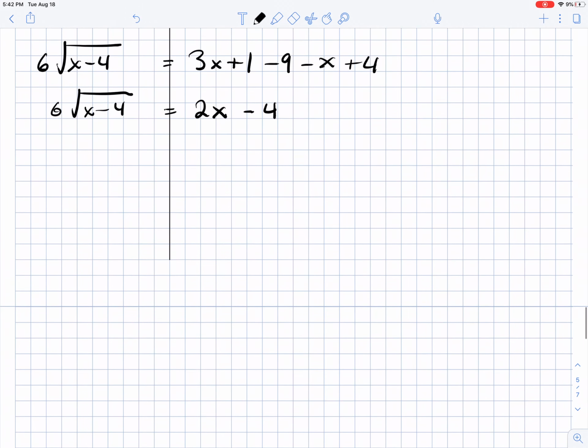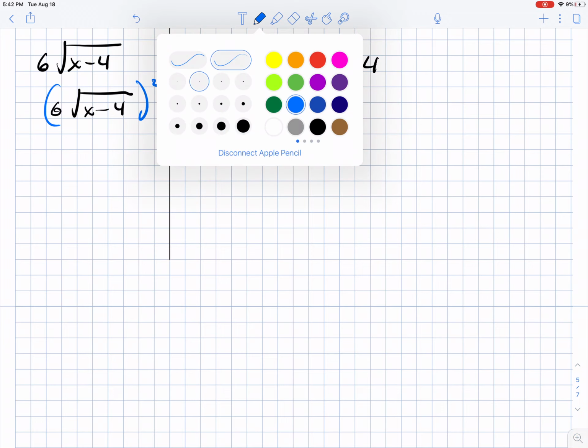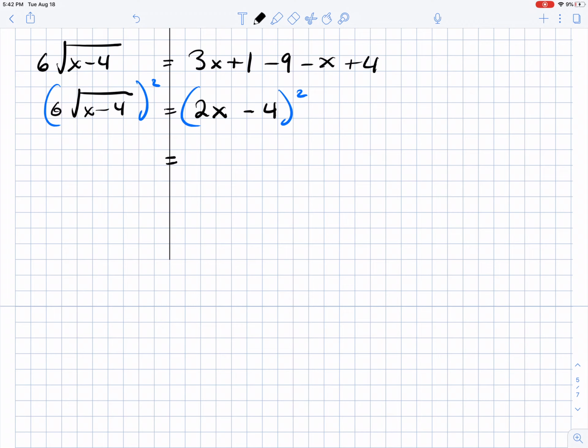So then at this point, we want to square both sides again. So we're going to say this squared, all right? If we do this, that's going to be 36 times x minus 4. On the right, we have to FOIL again, so we're going to get 4x squared. Let me see. 4 times 2 is 8, and 8 is going to be, I think it's going to be negative 16x and then plus 16. So you have to FOIL it out.